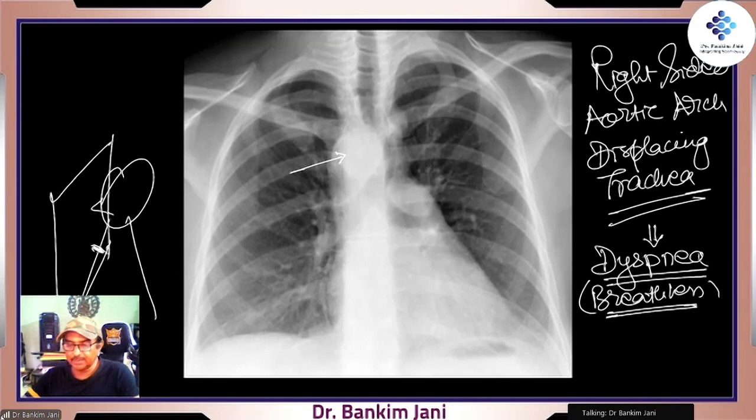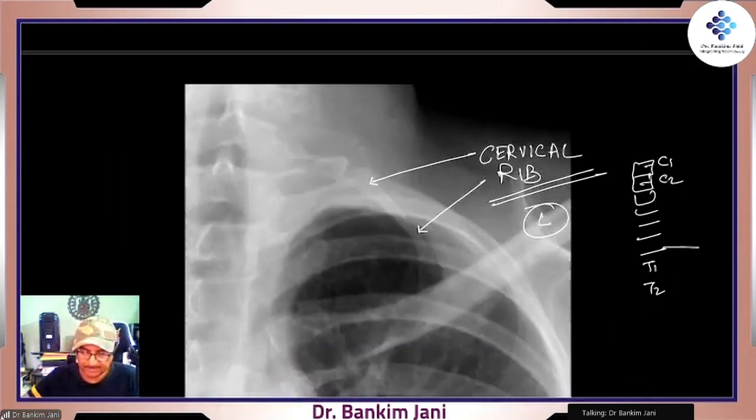So that is right-sided aortic arch displacing the trachea. And because the trachea is getting compressed, though it has cartilage, if there is pressure, the patient will be having dyspnea. Dyspnea is breathlessness. That's right.